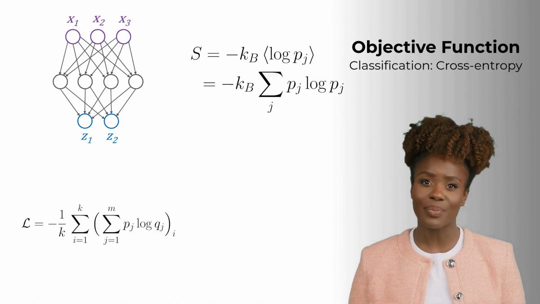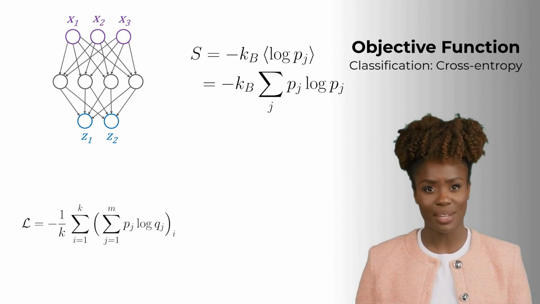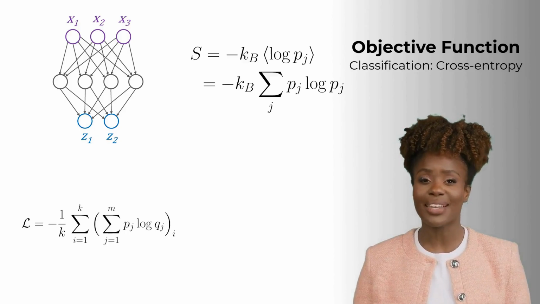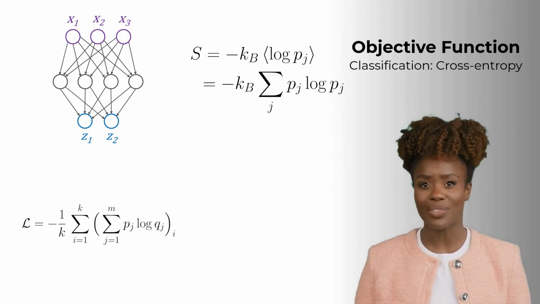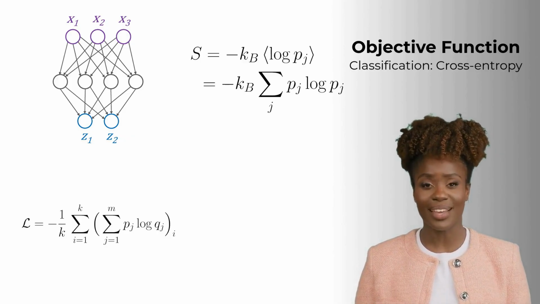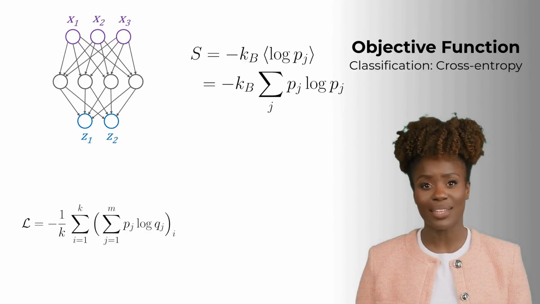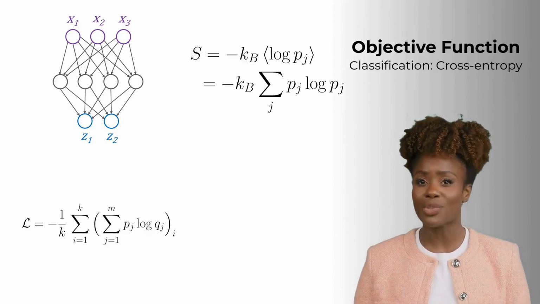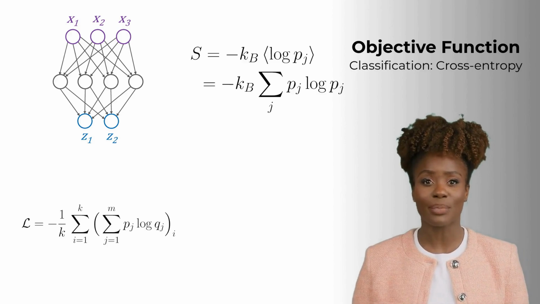With the first sum, we calculate the average across k event samples. With the second sum, we take into account all classification categories, a total of m classes. Here, Qj stands for the class probability predicted by the network. The actual true class probability is indicated by Pj.